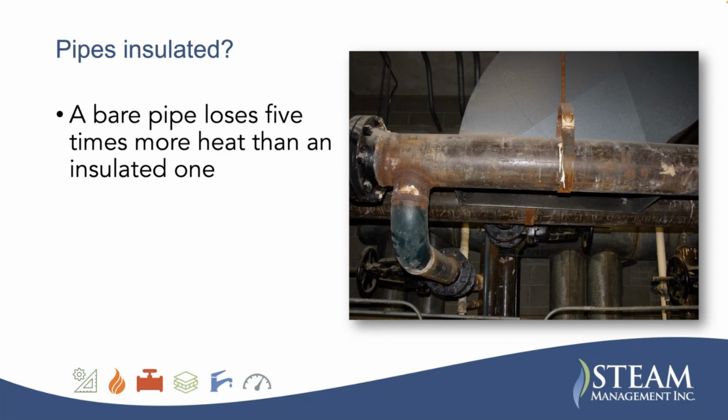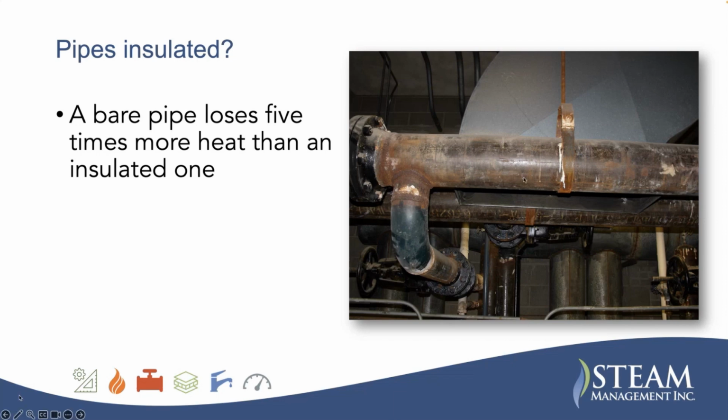Steam pipes need to be insulated. A bare steam pipe loses 5 times more heat than an insulated one. And you're like, well, that just makes a room warm. Well, what it does is cause your steam to condense. And it's this ripple effect. It's like pushing a snowball down a hill. It turns into an avalanche after a while.